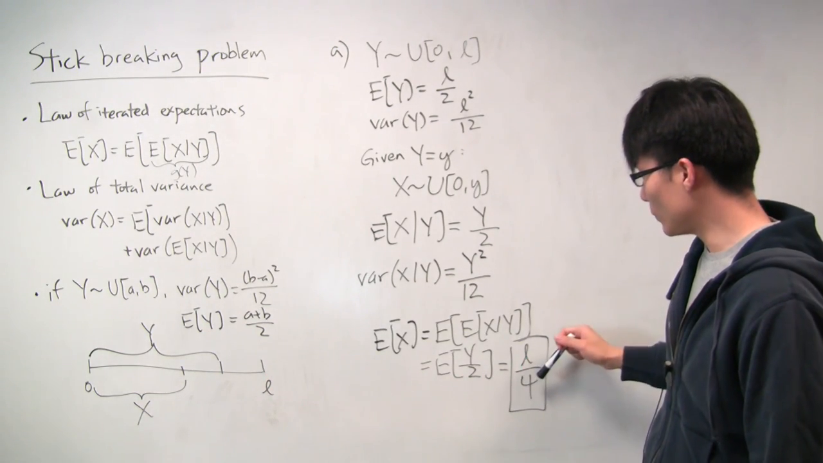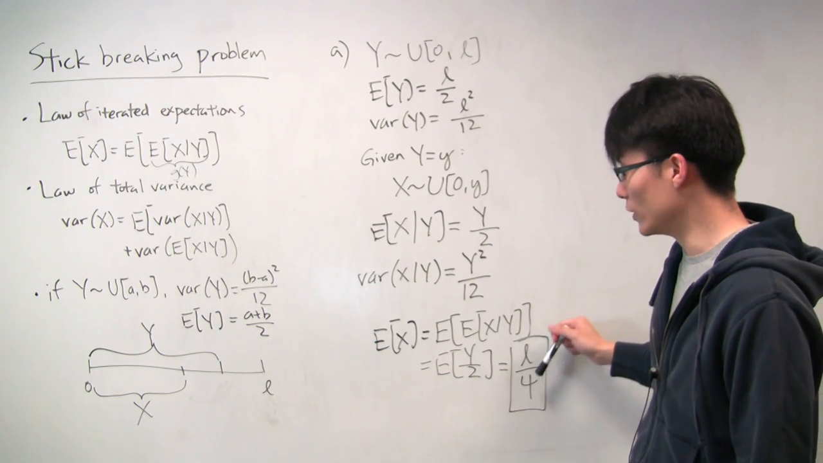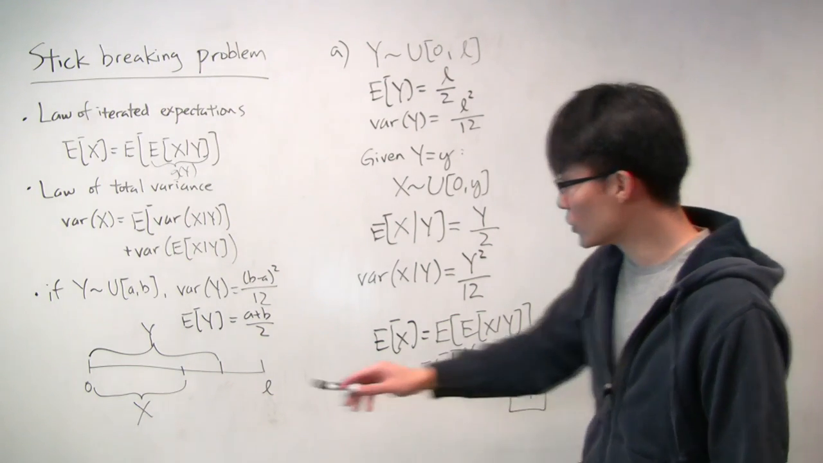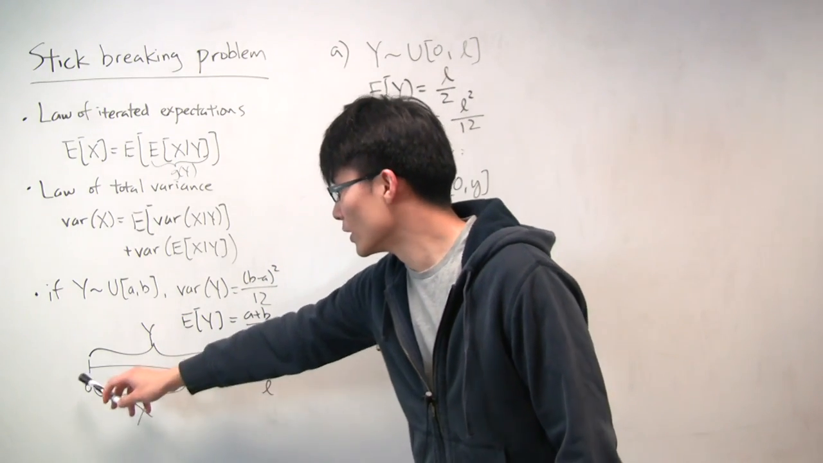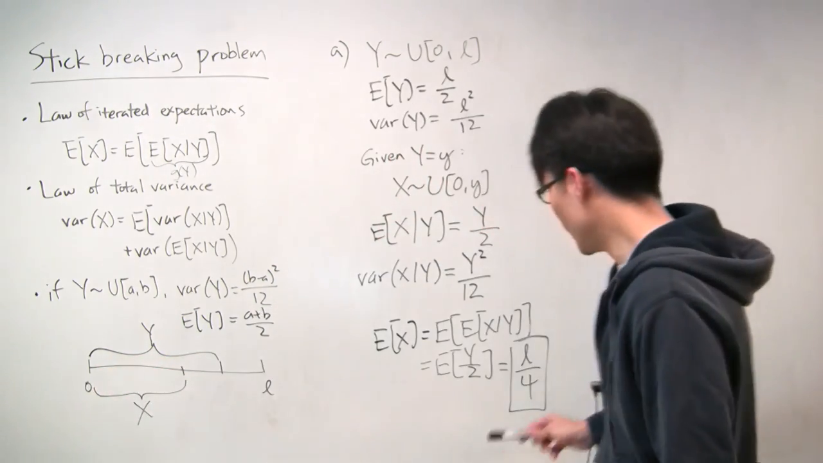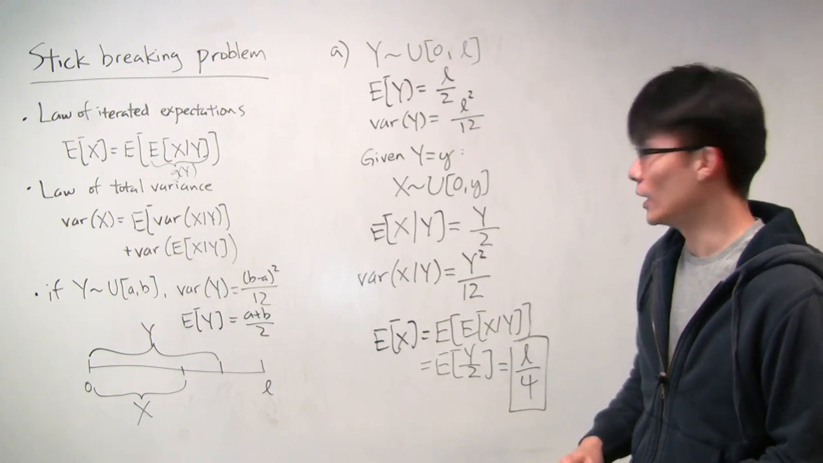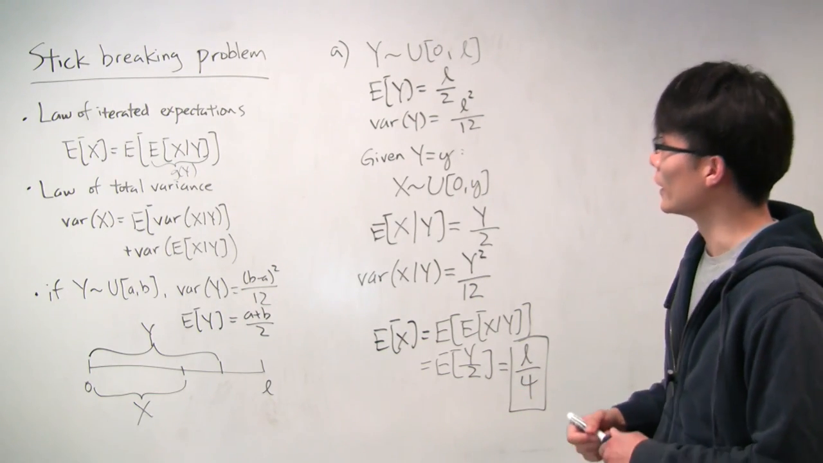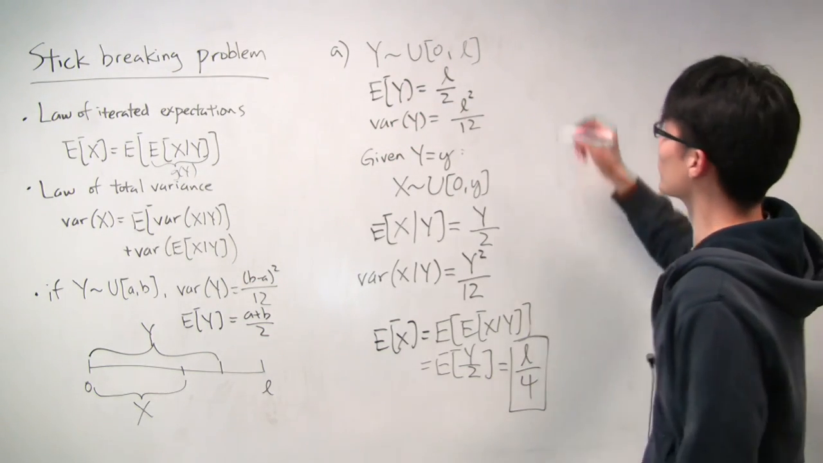And notice that this actually makes sense if we just think about it intuitively. Because on average, the first break will be somewhere in the middle. And then that'll leave us with half the stick left. And we break it again. On average, that'll leave us with another half. So on average, you get a quarter of the original stick left, which makes sense. All right. So that's the first part where we use the law of iterated expectations.